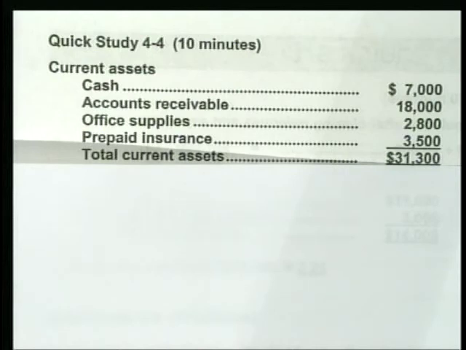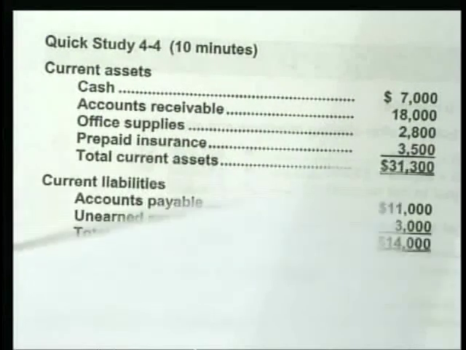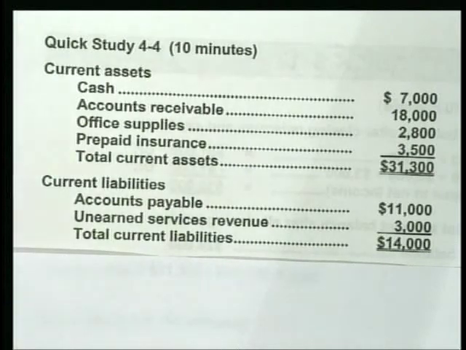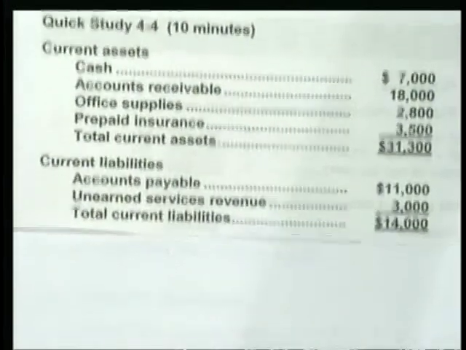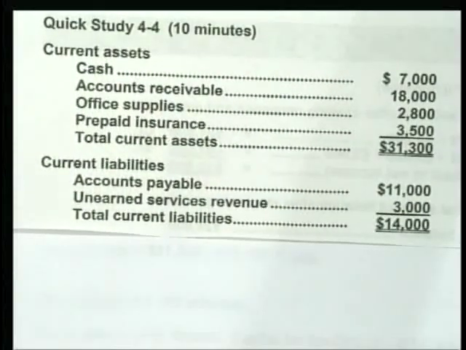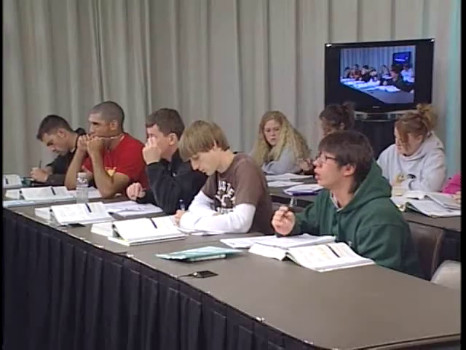But in this specific example, your total current assets are $31,300. What are your current liabilities? Current liabilities are your accounts payable, your unearned revenue. So those total up to $14,000, right? I think the office supply is 2860. Is there a misprint?